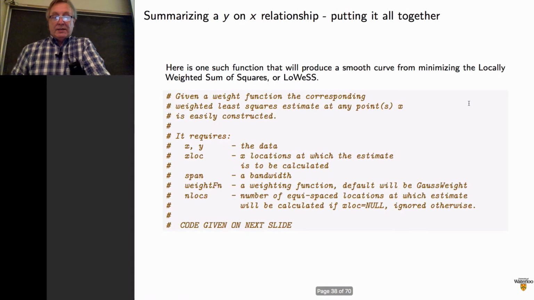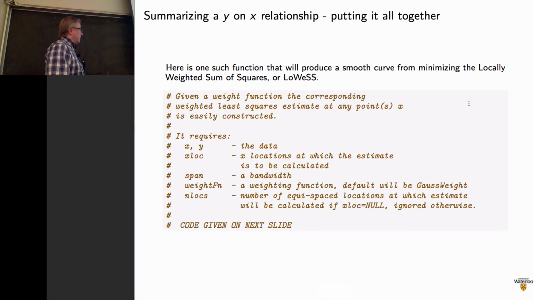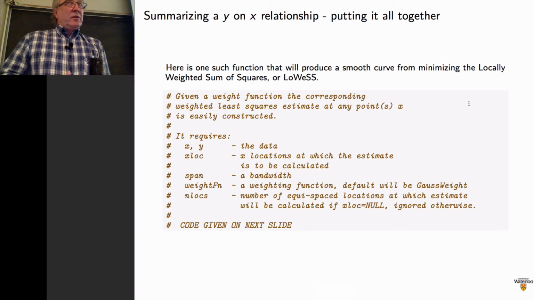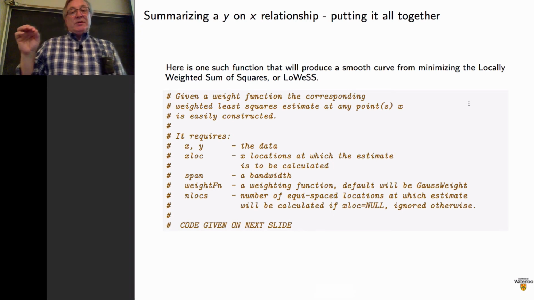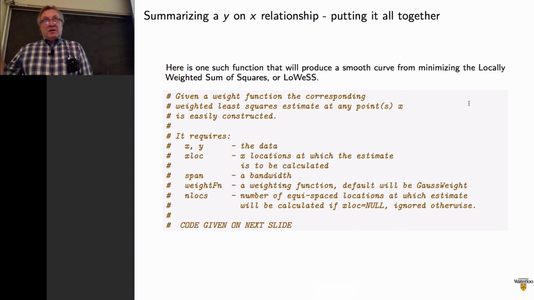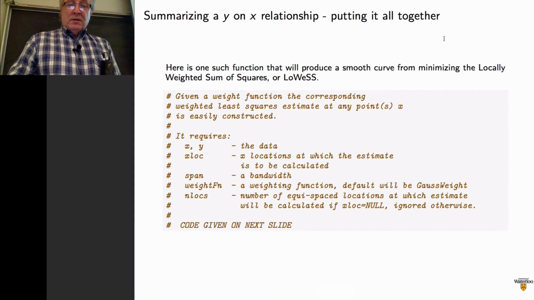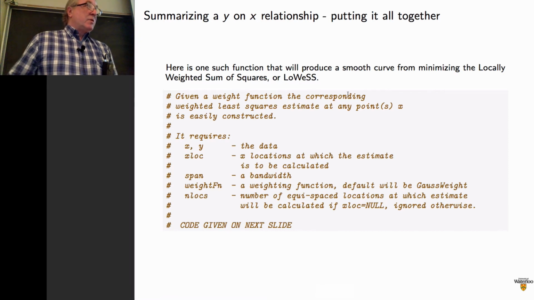Okay, let me formalize that. I don't want to do it just for one point, I want to do it for any points that I'm interested in, but I want to have a nice regular way of doing this. And so what we've been doing is we've been minimizing a locally weighted sum of squares. Okay, so I'm going to call this LoWeSS, locally weighted sum of squares.